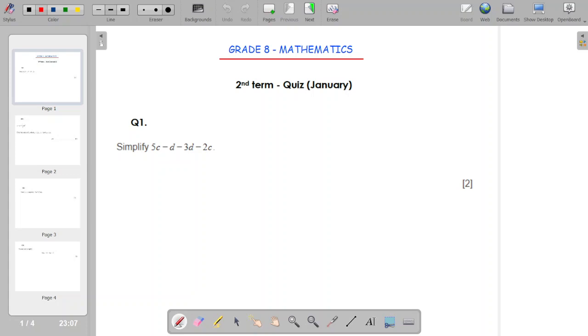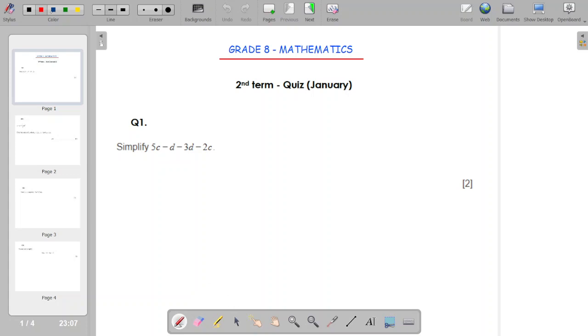This is going to be the first video for you, grade 8, to explain what was presented in today's quiz. I'm going to try to take you step by step toward how to solve these problems. There are 4 problems, and as you can see, the first one is asking you to simplify the expression 5c minus d minus 3d minus 2c.